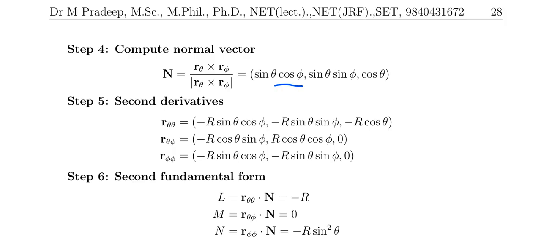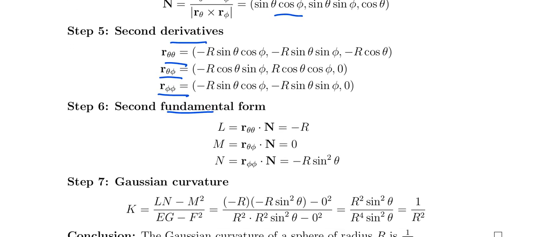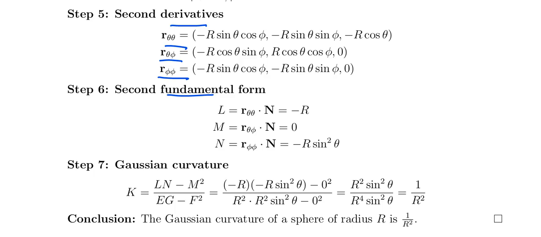Okay, so after finding the second derivatives r theta theta, r theta phi, r phi phi, the second fundamental form is this formula, L, M, N. This is really important, and we will look at the first and second fundamental forms. L equals r theta theta dot the normal vector, M equals r theta phi dot the normal vector, and N equals r phi phi dot the normal vector. This is the formula for the second fundamental form.